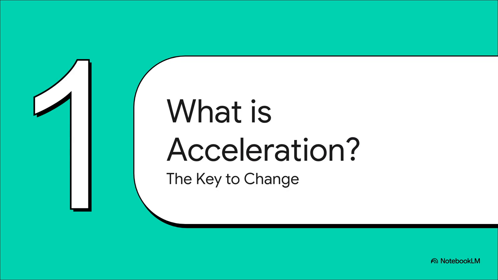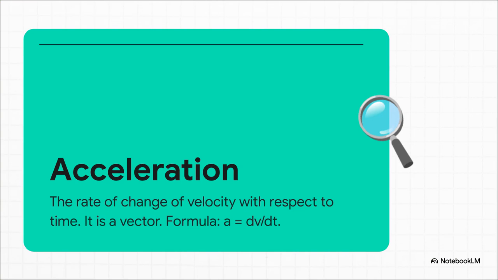So, first things first. Before we can even touch these graphs, we have to get comfortable with the main character in our story today: acceleration. It is the key concept, the thing that describes any change in an object's motion. So, what is it really? Well, put simply, acceleration is just how quickly an object's velocity is changing. And you got to remember, velocity isn't just speed, it's speed and direction. That's why we call acceleration a vector.